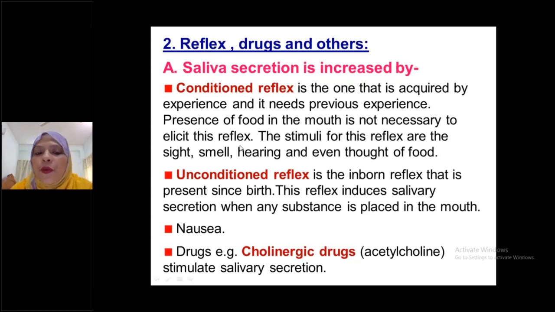That is, presence of food in the mouth is not necessary to elicit this reflex.